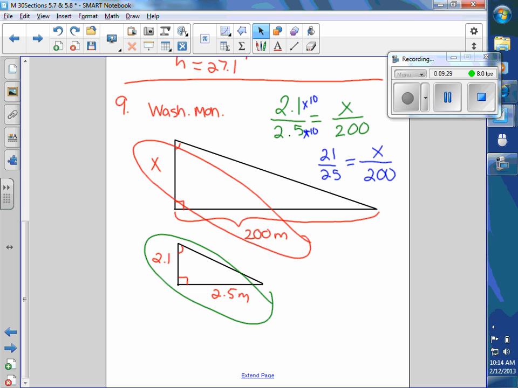Well, since it says at the same time, could you still draw this one? You could. You could draw out a triangle within a triangle, even though we don't really know that. It's not going to affect the math.